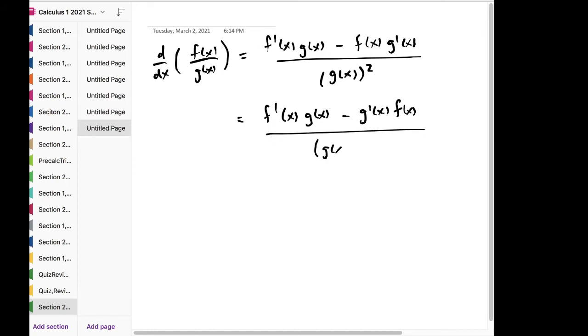So if you notice, the numerator kind of looks like the product rule, but there's a minus sign. Everyone see that? The numerator kind of looks like the product rule. There's a mixture of derivatives. But the main key is that the derivative of the numerator comes first. So that's one way to memorize the quotient rule: it looks like the product rule with a minus sign, but the derivative of the numerator comes first.